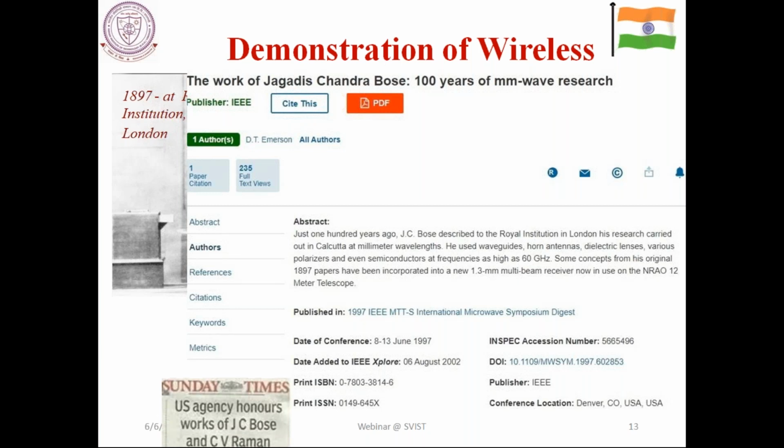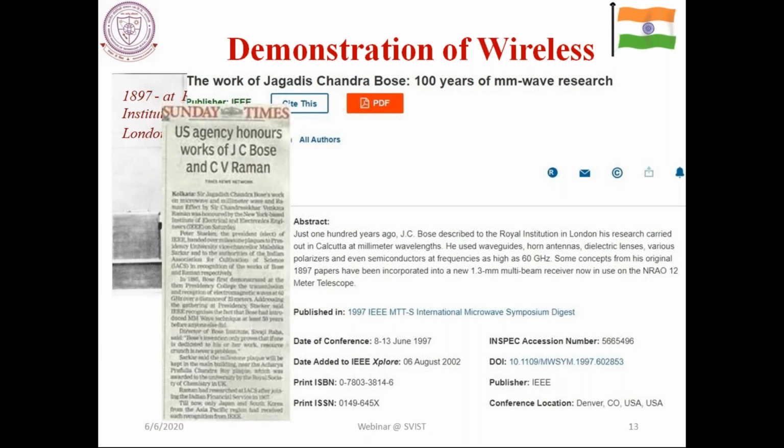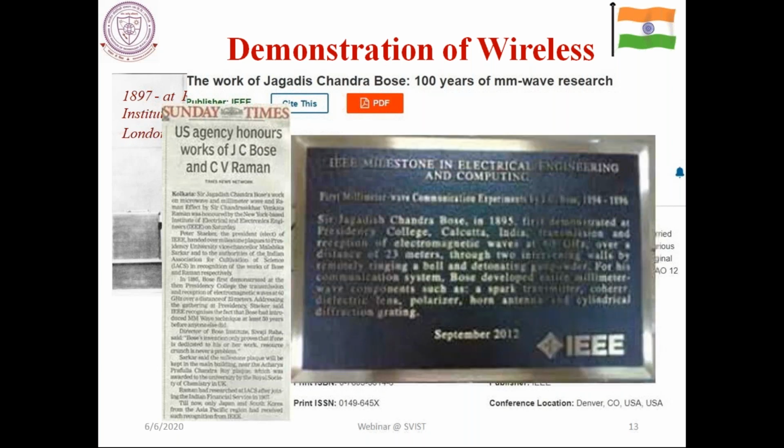And later, our press also highlighted his effort. You can see this is a newspaper cutout from 2012, where IEEE honored the role of J.C. Bose and C.V. Raman, who carried out their extensive research in India, especially again in Kolkata. And here I am sharing the plaque which was given by IEEE in 2012 to Kolkata. You can read it from there.